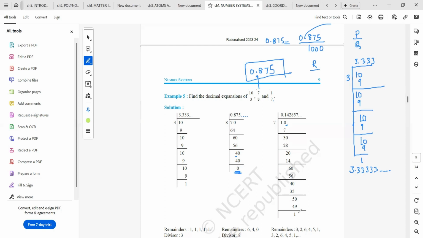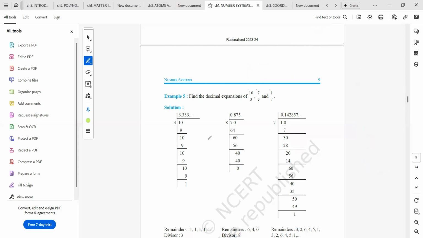So what will you have? Again you will put a 0. Then 7 ones are 7. Then again the remainder is 3. So we are continuing the same process again, right? Again we will have 3, then we'll have 28, then the remainder is 2. So now we will go on repeating the process.